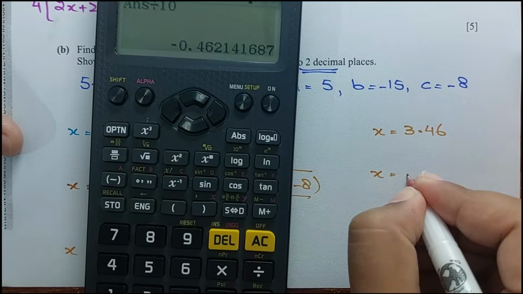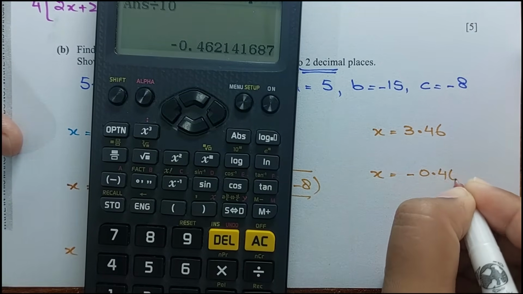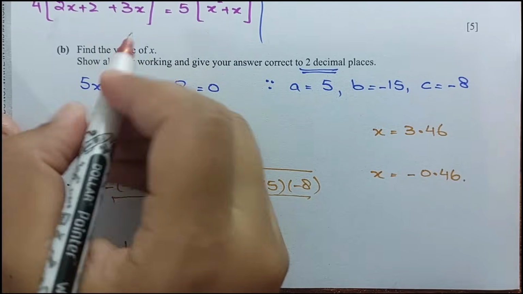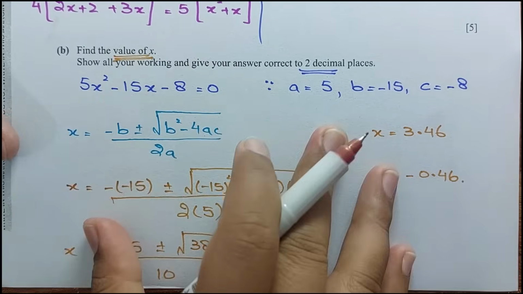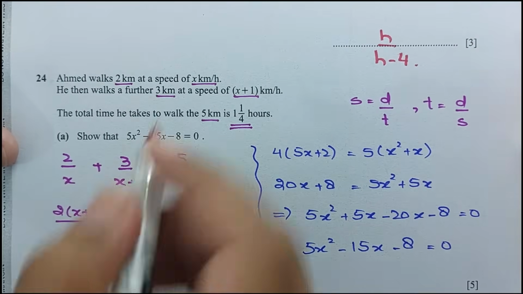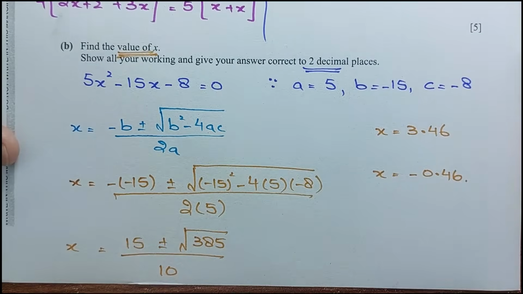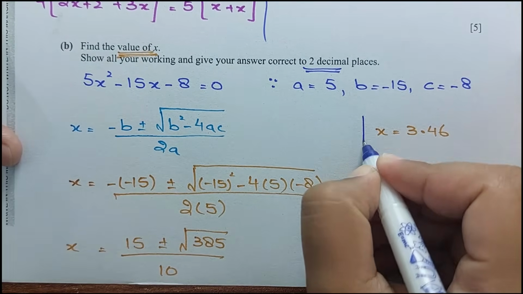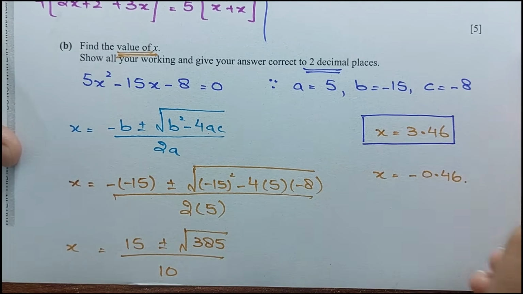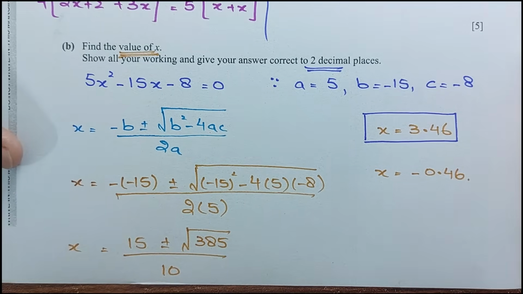That is negative 0.46. Okay, we need to get the value of x, not the values of x. So what is x? x is basically the speed, and speed can never be negative, so we need to take the positive speed. So the only solution is 3.46 kilometers per hour. That is the speed x.